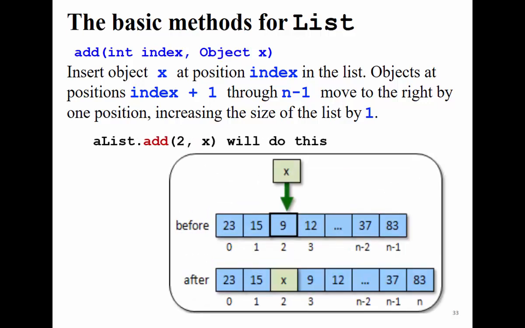So you can take a list, call add 2, then you give x. X here is an object. So I go to index number 2 and add x. All the elements from 2 to the end will be shifted, so I have room for my element. After this operation, if the list had n minus 1 elements, after executing this operation successfully, we will have n elements. Any question?